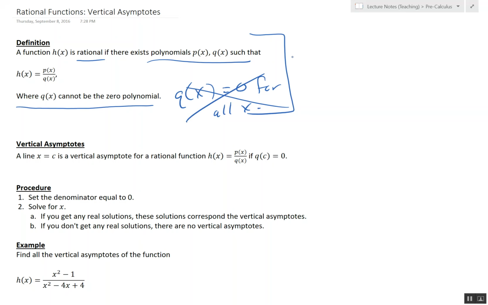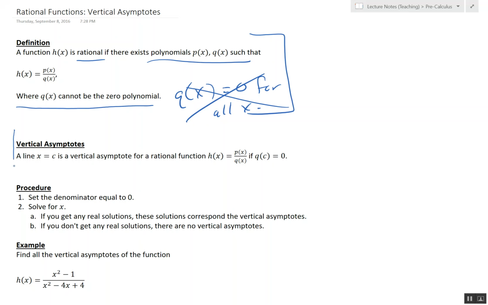rational function. And so when we draw graphs of functions, these lines called asymptotes help us define the shape of the graph. So we're going to first talk about vertical asymptotes in this video, and then we'll talk about horizontal asymptotes in another one, and then other types in a third video.